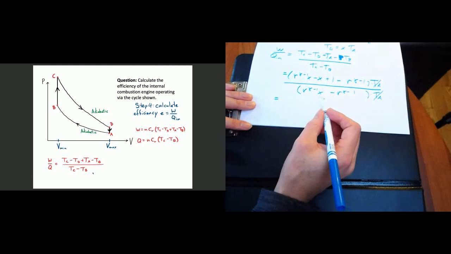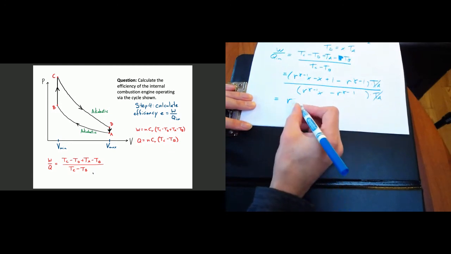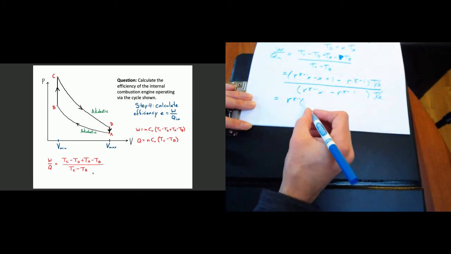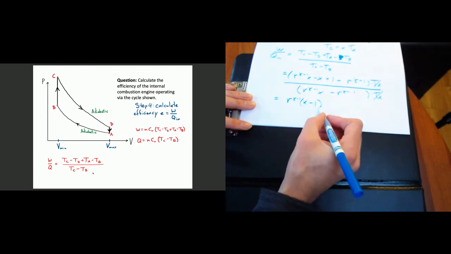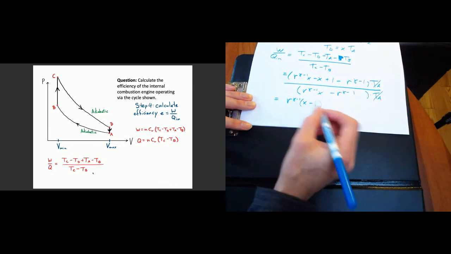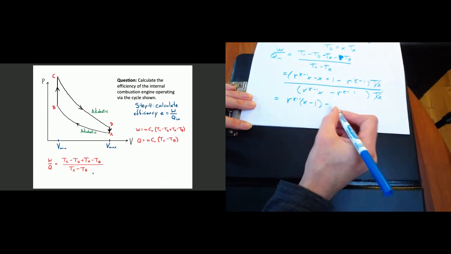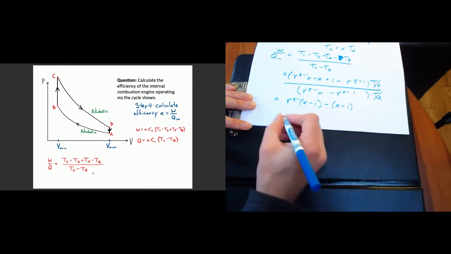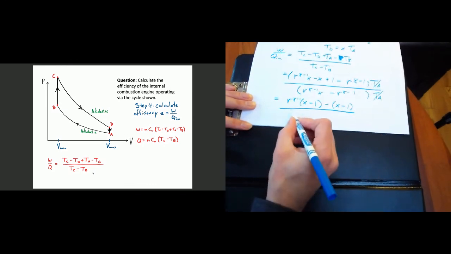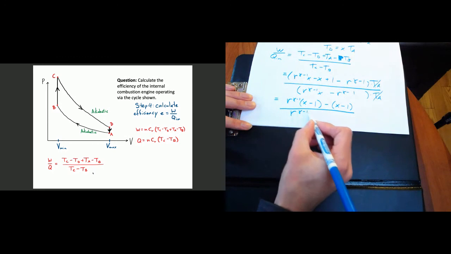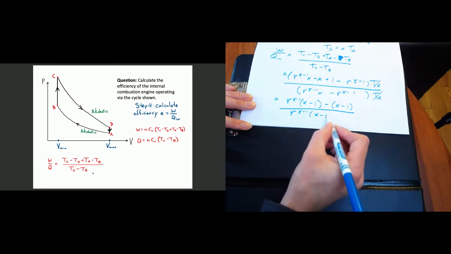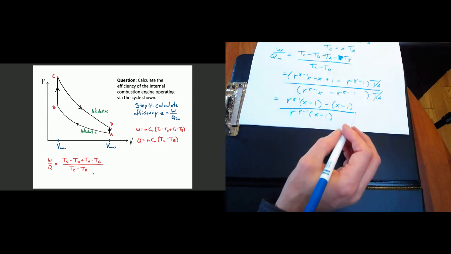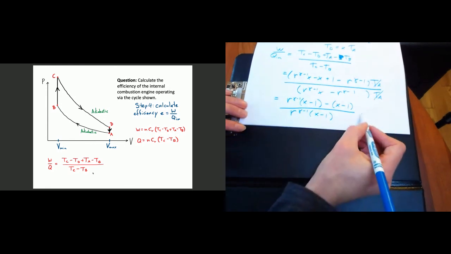So what I'll do is on the top, I'll sort of separate this out. We notice that 2 of the terms have an r to the gamma minus 1, so I can factor that out. And then the other 2 terms I'll write as x minus 1. And then on the bottom, I have an r to the gamma minus 1 times x minus 1 if I factor that. And so now all of this simplifies down.